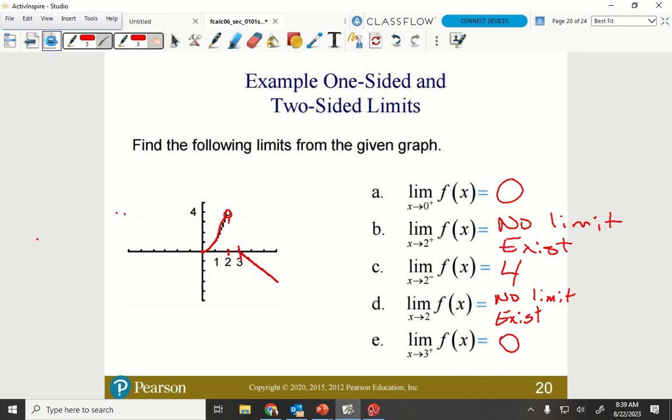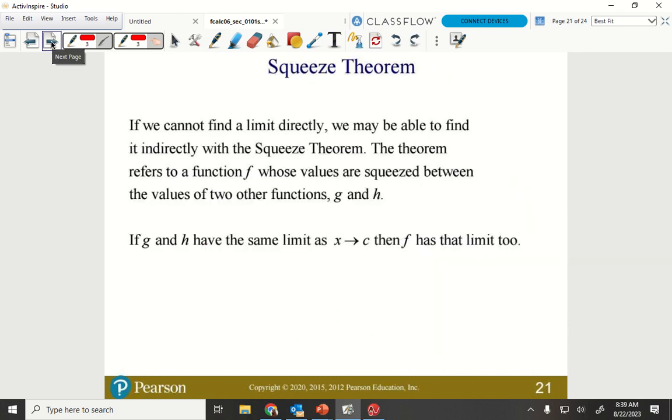So I think that's where I was going to leave for today before we get to squeeze theorem. So I'm going to pause here. We're going to pick up more of this tomorrow, and then I'm going to give you some time to get into your homework assignment.